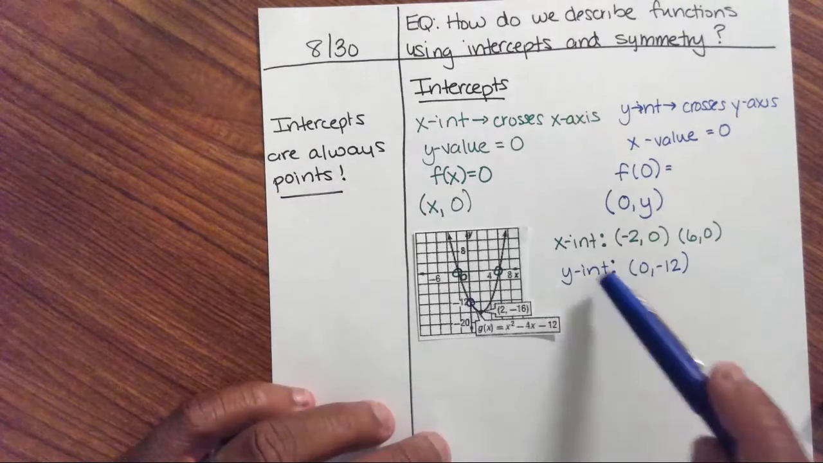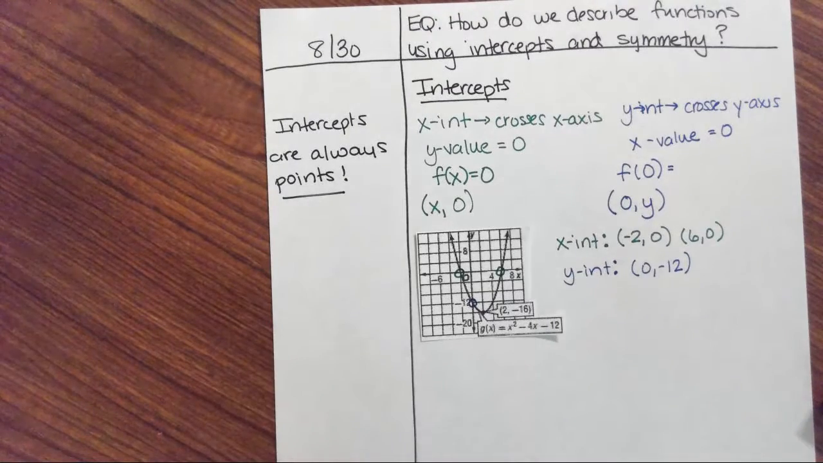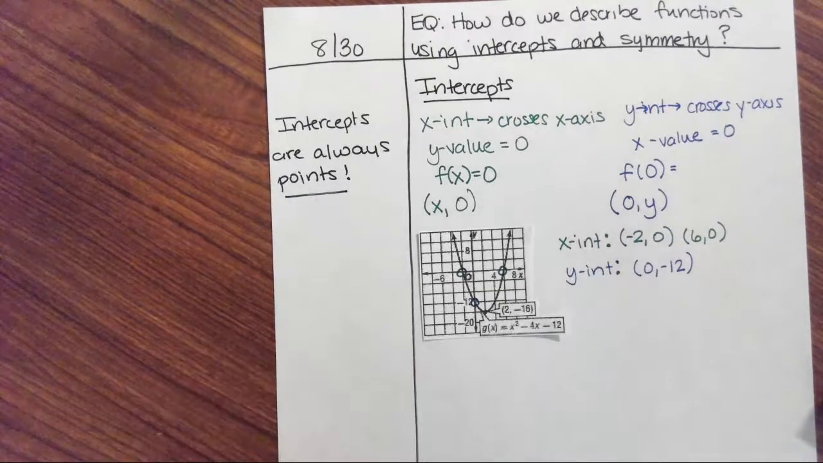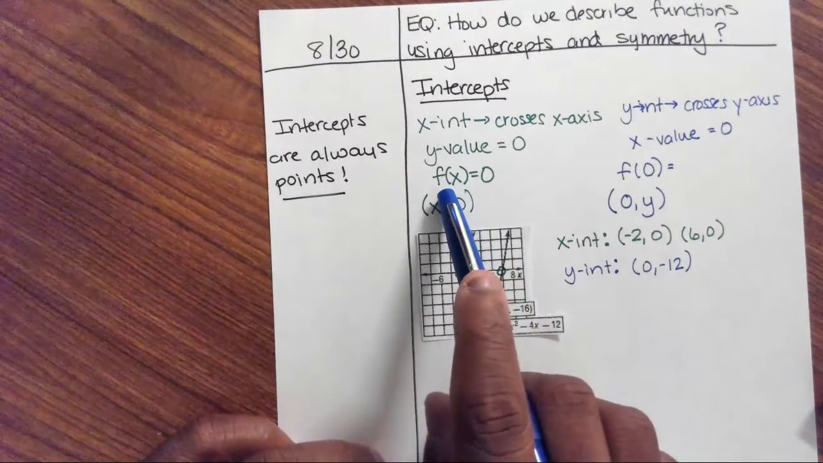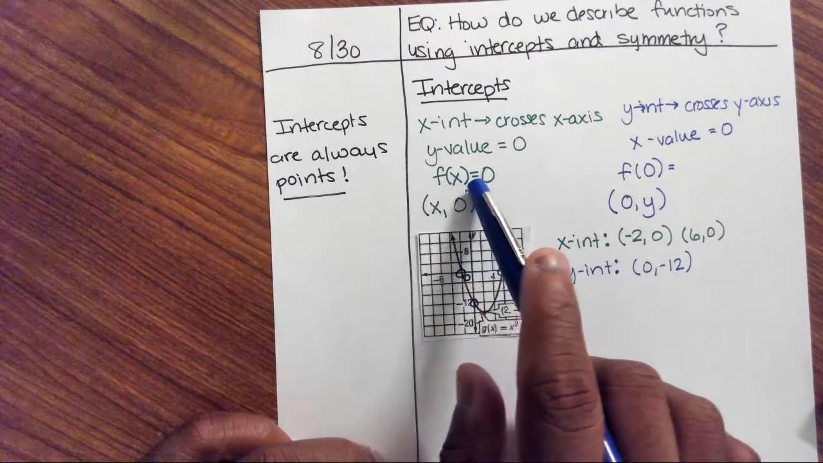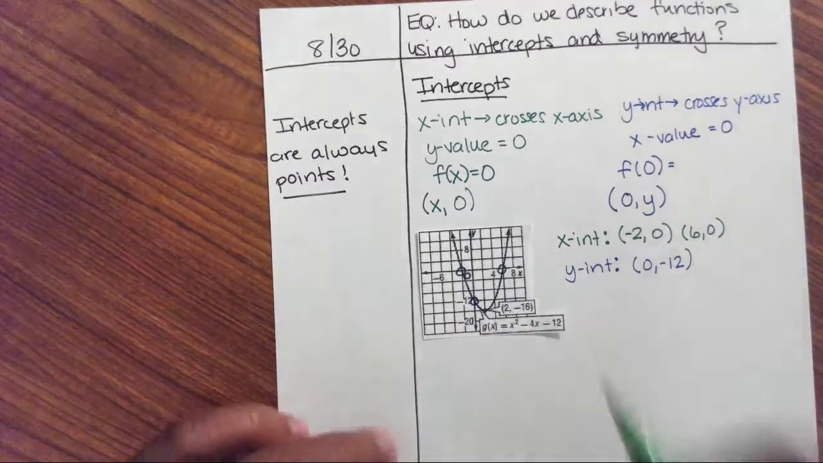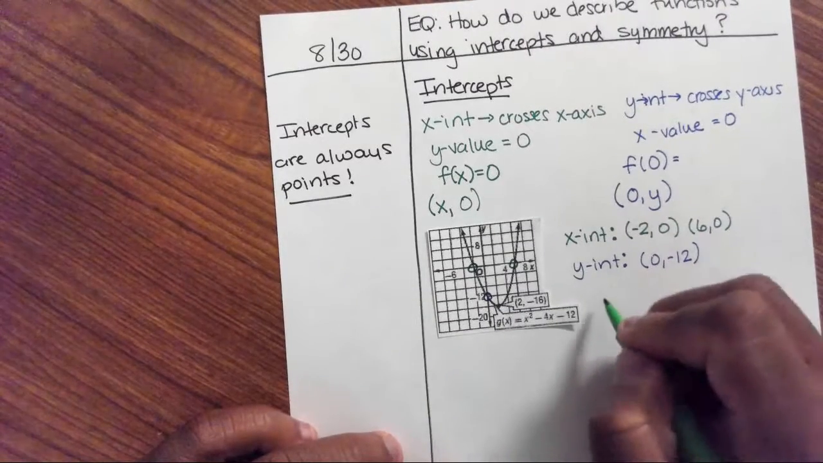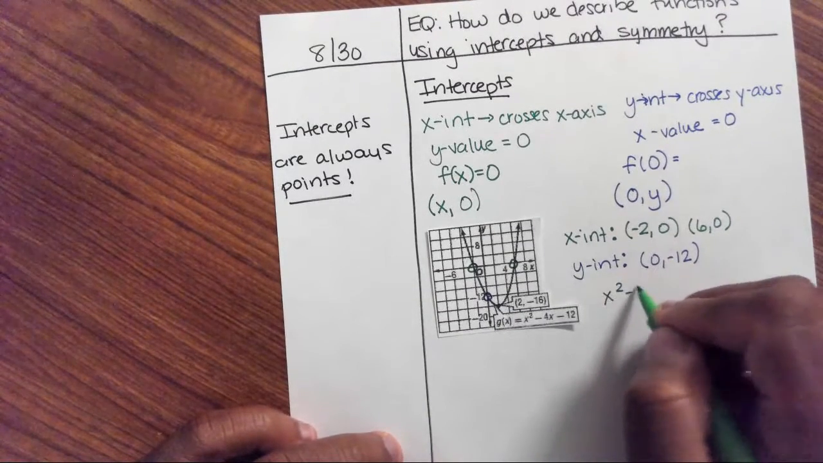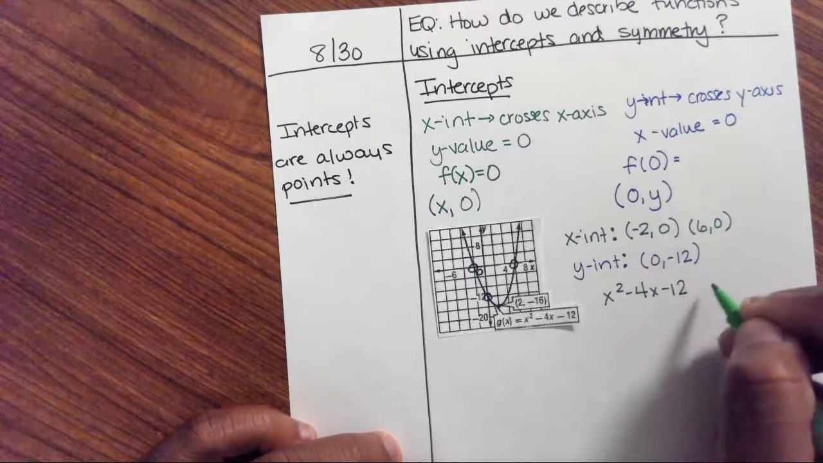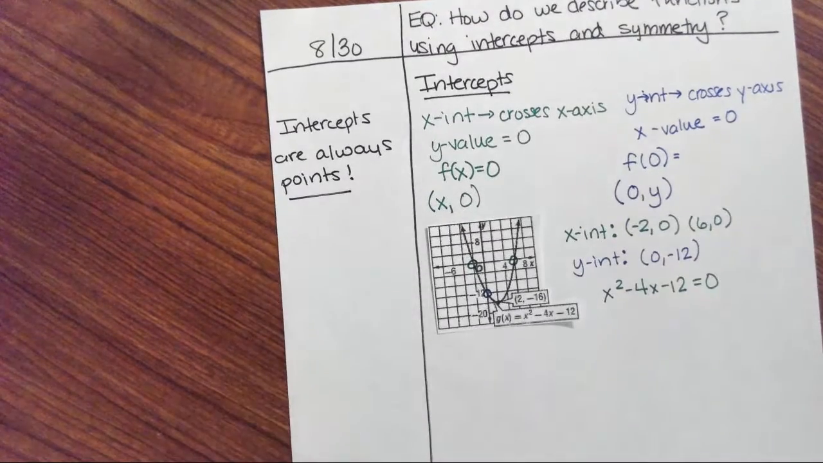So I want to show you that these are actually the X and Y-intercepts of the equation. How do I find the X-intercepts algebraically? Well, what does it say here? Set the y value equal to what? So you're basically setting the function equal to 0, right? So we're going to take the function, which is x squared minus 4x minus 12, and set it equal to 0.